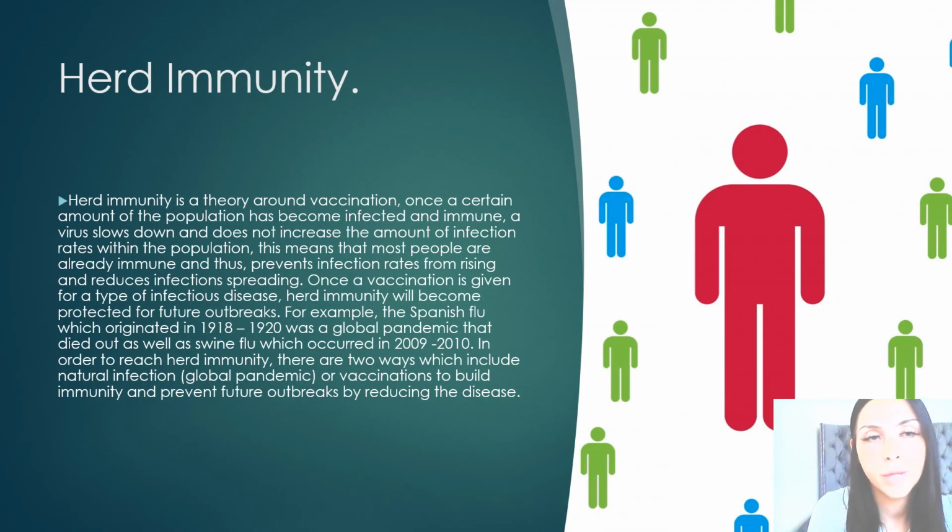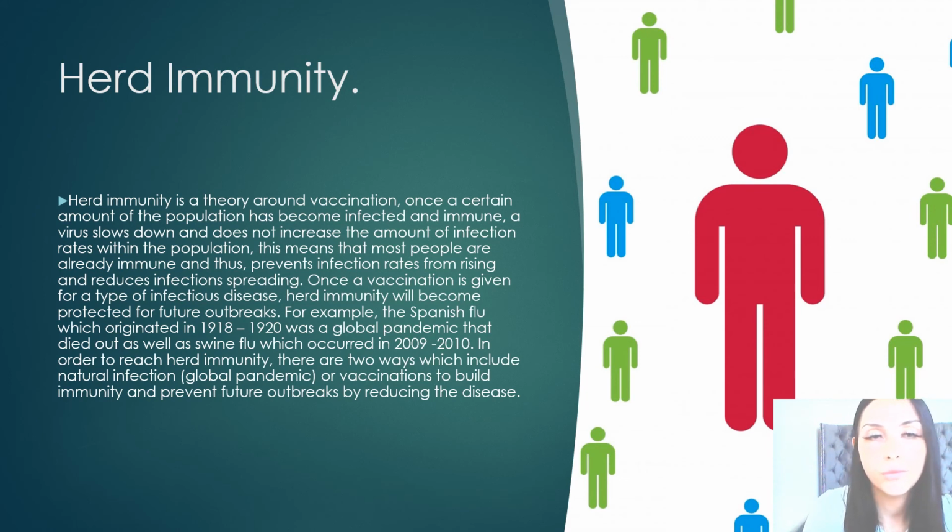Herd immunity. Herd immunity is a theory around vaccination. Once a certain amount of the population has become infected and immune, a virus slows down and does not increase the amount of infection rates within the population. This means that most people are already immune, which prevents infection rates from rising and reduces infections from spreading. Once a vaccination is given for a type of infectious disease, herd immunity will become protected for future outbreaks.